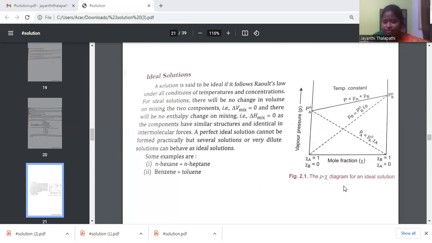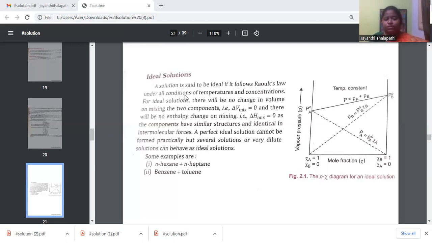So what Raoult's law says is that the partial pressure of glycerin plus the partial pressure of water gives the pressure of the mixture of those two solutions, right? In ideal solutions, mixing these two substances gives no change in volume, so delta V mix is equal to 0. And delta H mix is equal to 0, which means no enthalpy change on mixing these two.